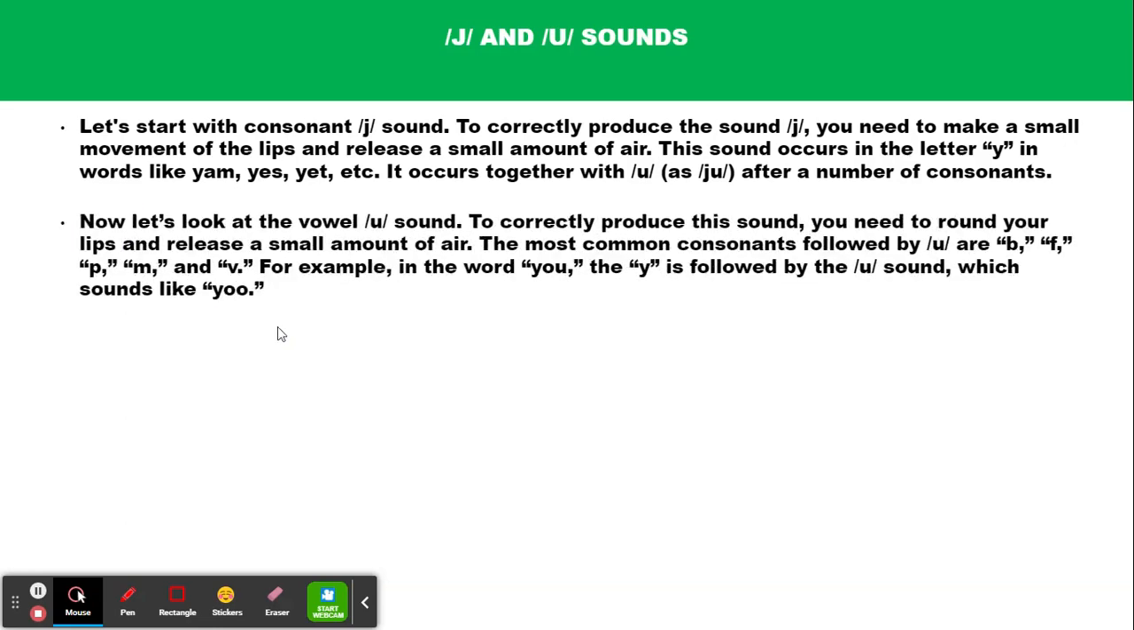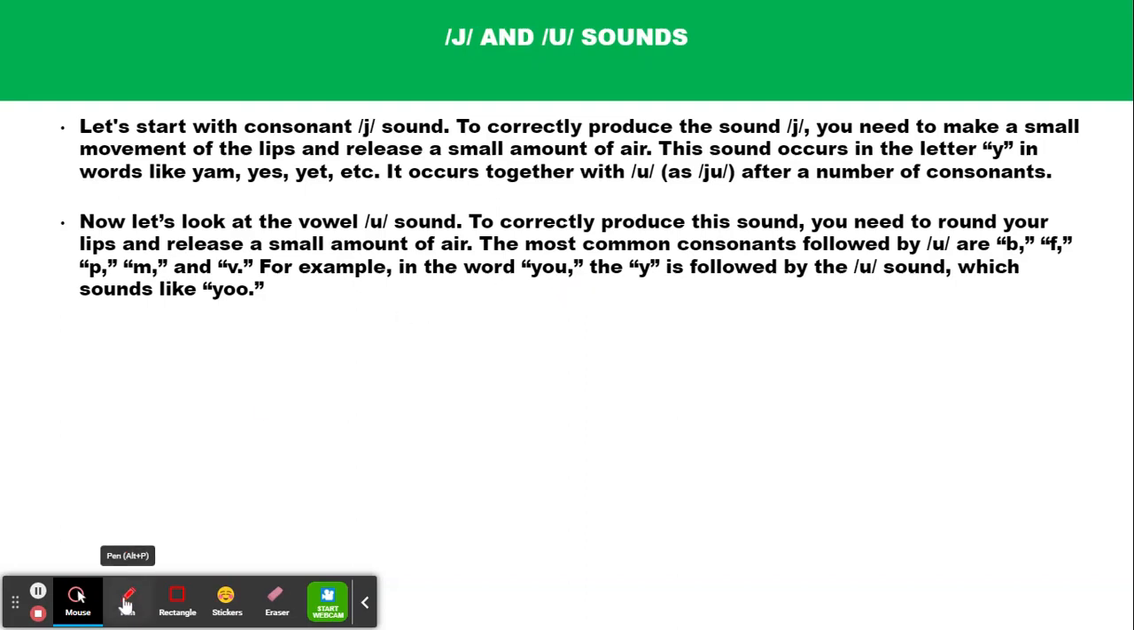Now let's look at the vowel U sound, or oo if you like. To correctly produce this sound, you need to round your lips and release a small amount of air. The most common consonants followed by U are B, F, P, M, and V. For example, in the word you, the Y is followed by the U sound, which sounds like you.